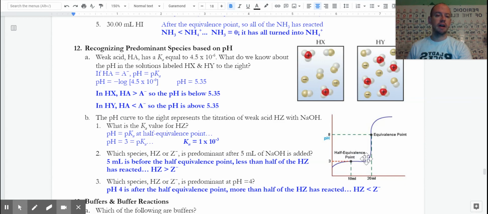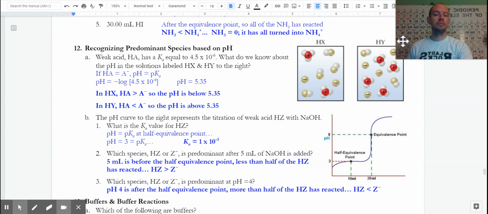And this one's exaggerated in how flat it would be, but it would probably be right over here in like the 17 to 18 milliliter range. A pH of 4 is after the half equivalence point, and that's what we need to think about. We're before the equivalence point, after the half equivalence point, and what do we know is true about those? At the half equivalence point, HZ equals Z minus. At the equivalence point, HZ is 0, and Z minus is the only thing that we have, and we're between those 2 points. So we have more Z minus than we have HZ, because we're after the half equivalence point, so more than half has reacted.